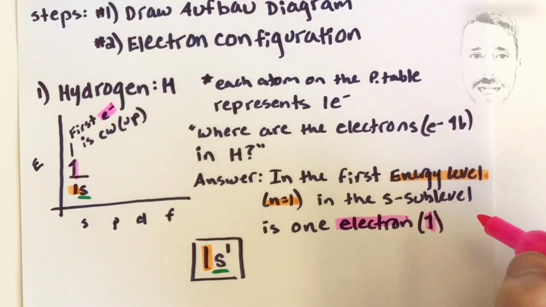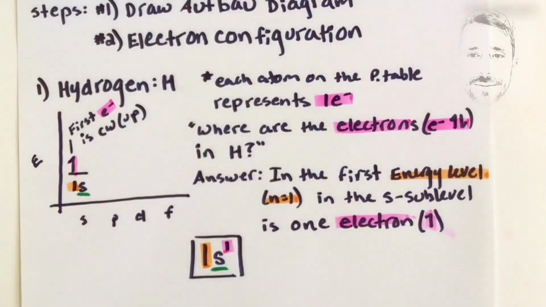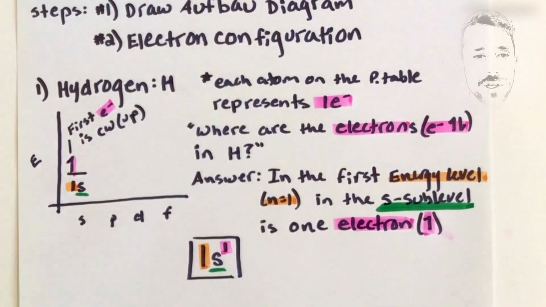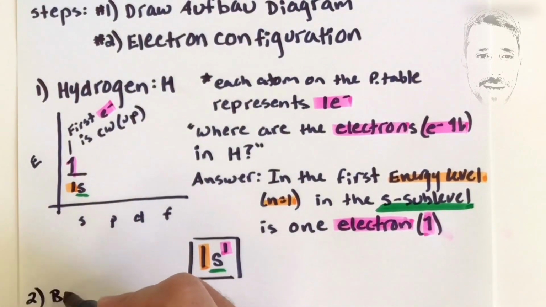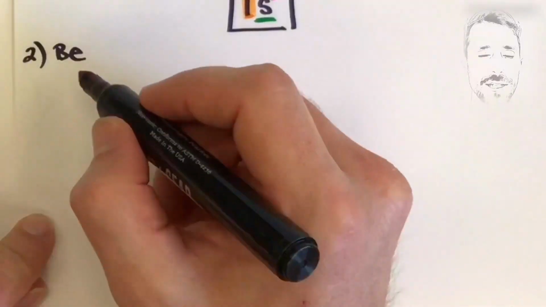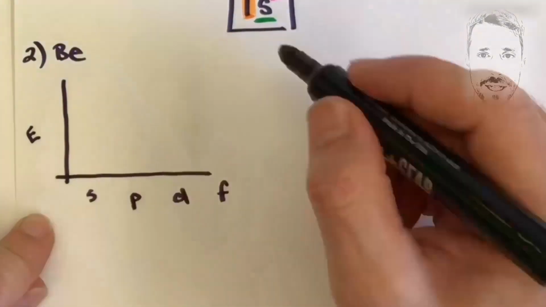So again, first electron is always spinning upwards. That's clockwise. And it's important to be able to interpret what your electron configuration actually says. A lot of times people can write it, but they have no idea what it means. So beryllium here, that's our next one. We'll write our sublevels and energy level here.